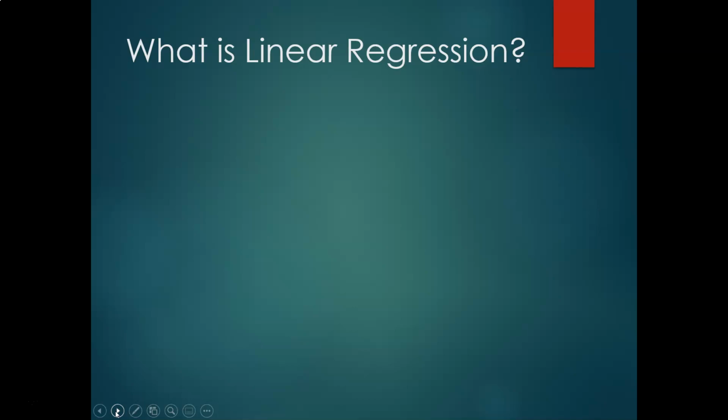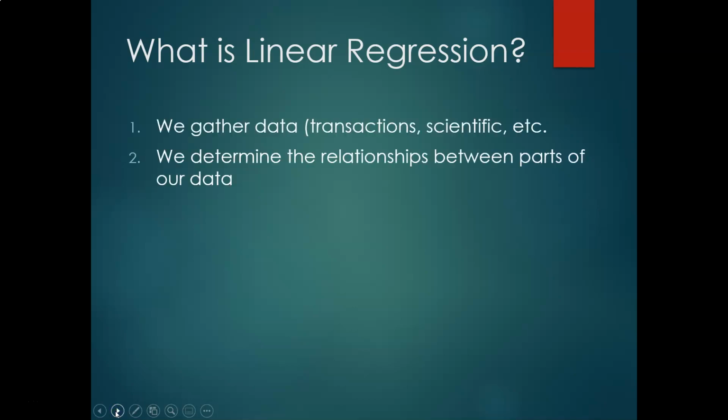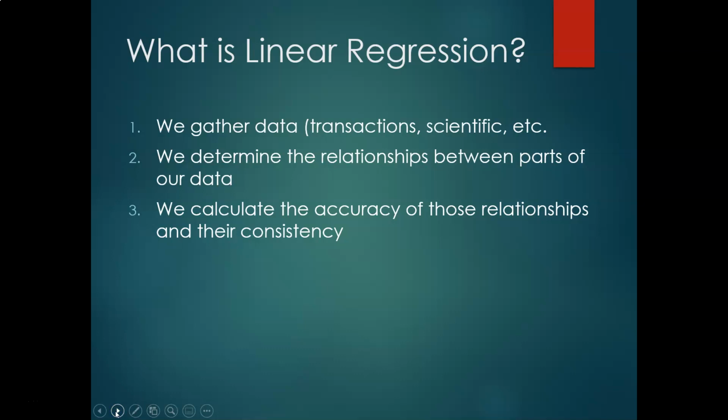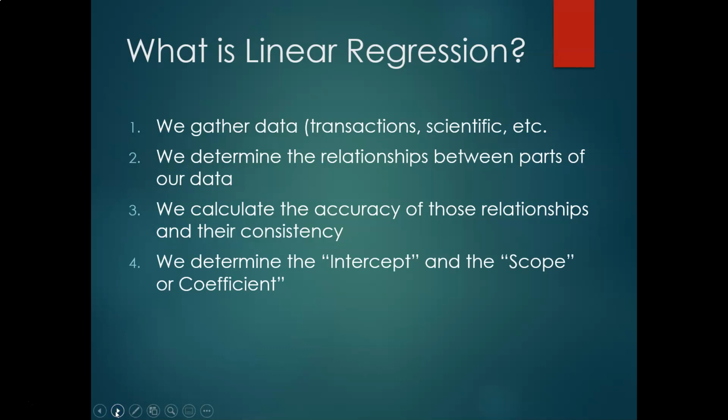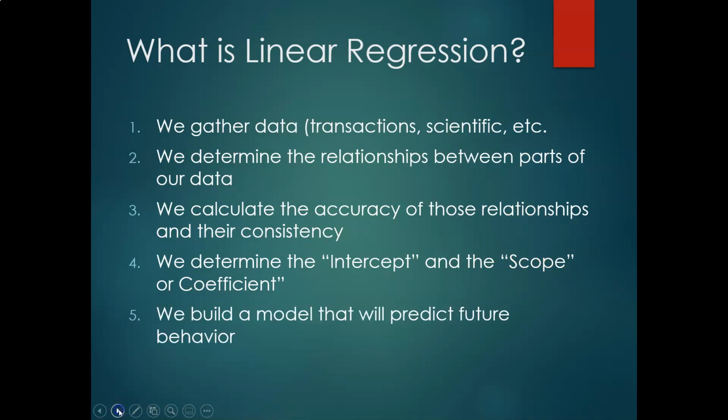So what is linear regression? We gather data, transactions, scientific data, etc., and we determine the relationship between parts of our data. We calculate the accuracy of those relationships and their consistency, and we determine something called a slope, also known as a coefficient. I should actually say slope, not scope. Forgive me for that typo. And we build a model that will predict future behavior.